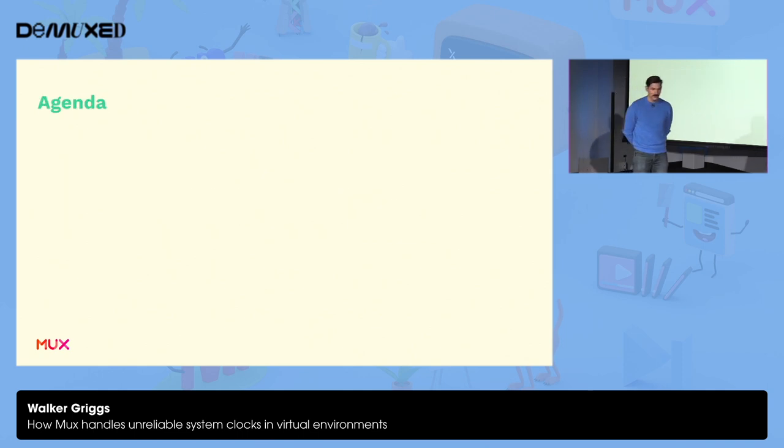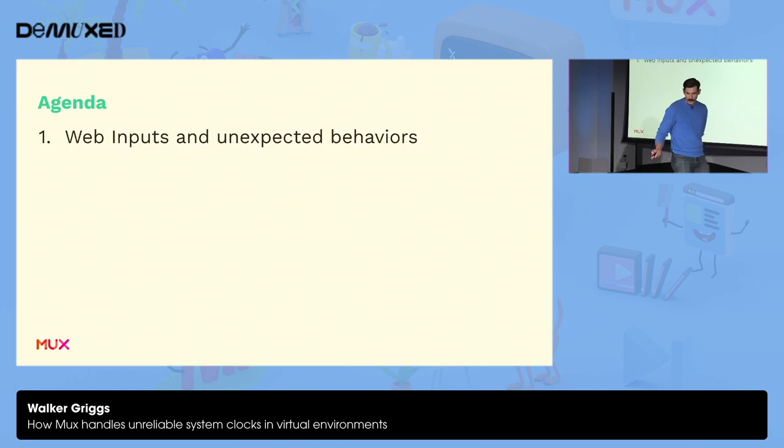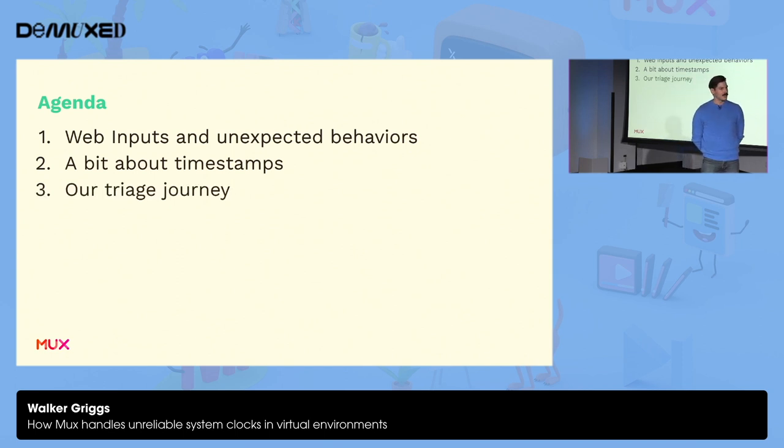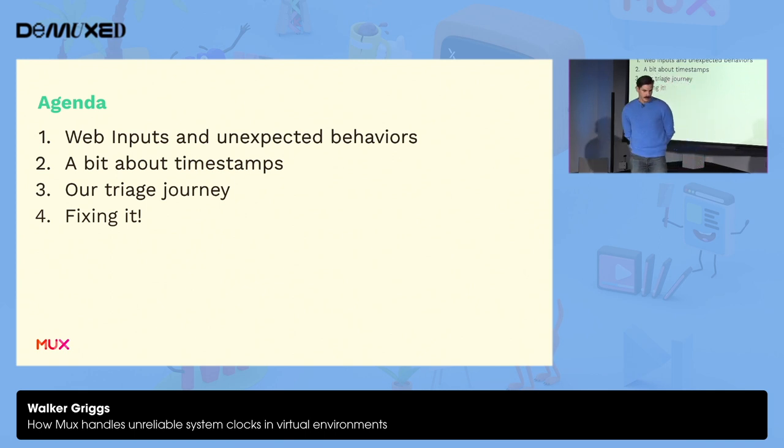So where's this talk going? Well, for starters, I have to introduce the problem space and some unexpected behaviors, right? Every story needs an antagonist. From there, I'm gonna take a quick detour to talk about timestamps, if that's not drilled into your head by now. I'll use that information to color how we triage the problem and then ultimately go back to that problem statement to talk about how we fixed it. So let's jump right into it.